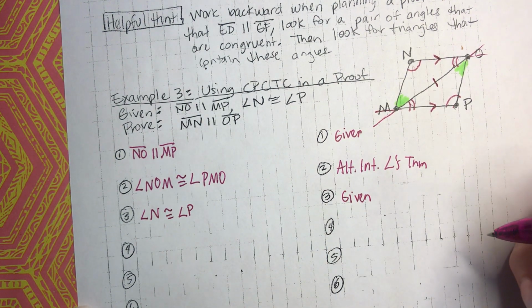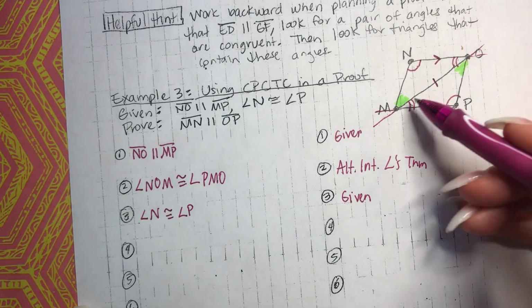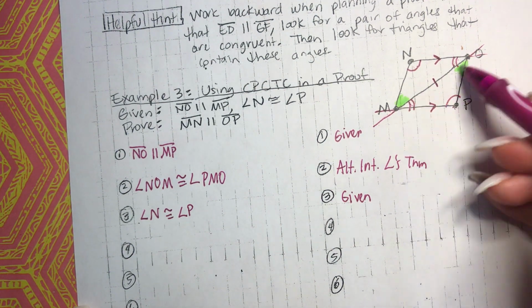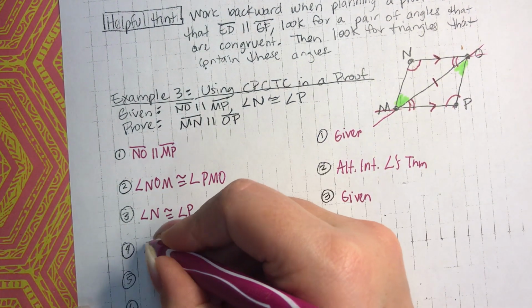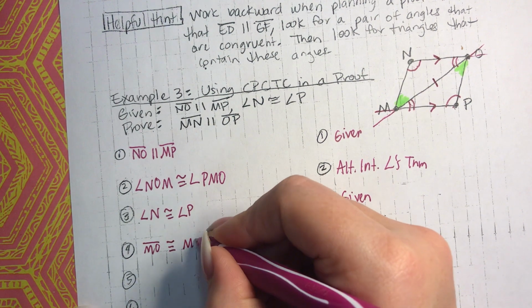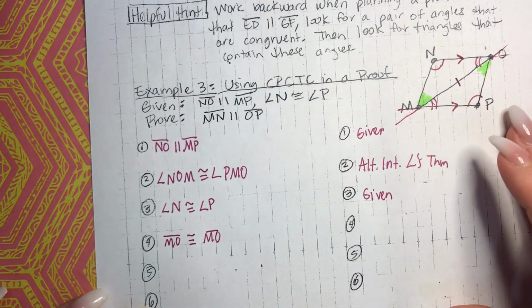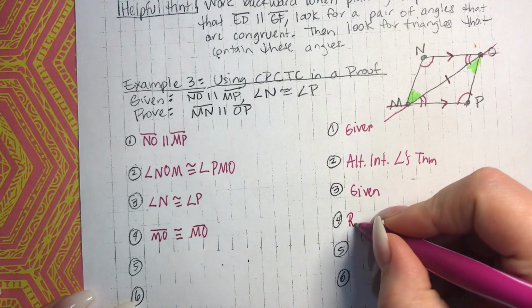Okay, and then what was the other thing? Oh, right. MO is congruent to MO because of the, what is it, the reflexive.